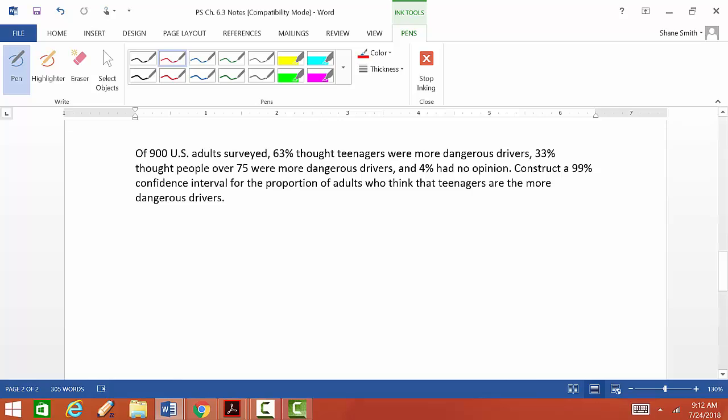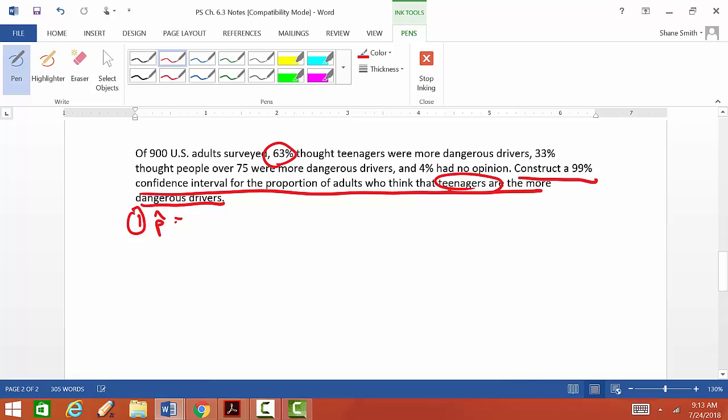Well, first step is the point estimate, which is p hat. And the question is, construct a 99% confidence interval for the proportion of U.S. adults who think that teenagers are the more dangerous drivers. So specifically, we're focused on teenagers. And teenagers, according to the survey, it says 63%. So our p hat is simply 0.63.